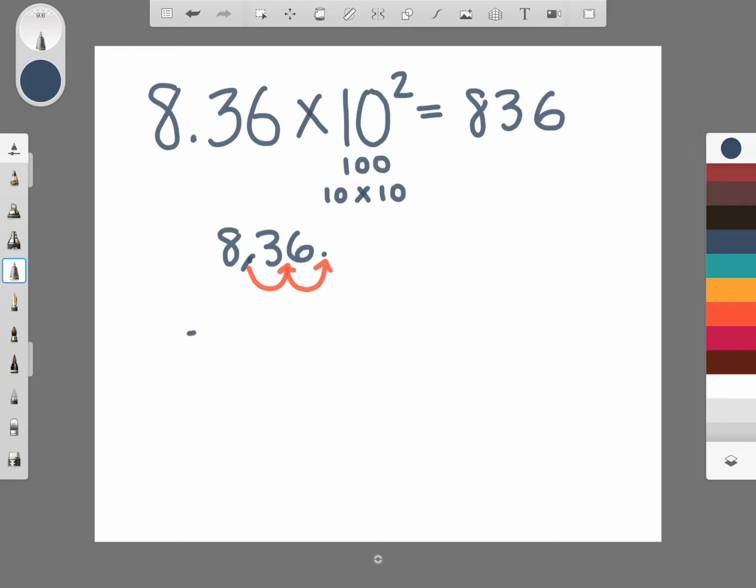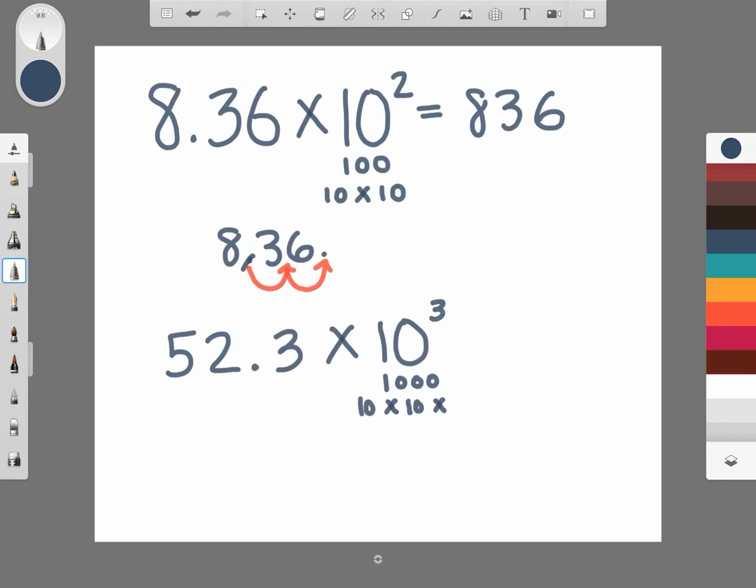Let's try one more. Let's take 52 and 3/10 and multiply that by 10 to the third power. Now remember that 10 to the third power is 1,000. We've got our 3 zeros, or it's 10 times 10 times 10. We've got to have 3 tens that we're multiplying. That means we're going to move the decimal 3 places. So let's write the number down below here, so we have room, and move it 1, 2, 3 places.